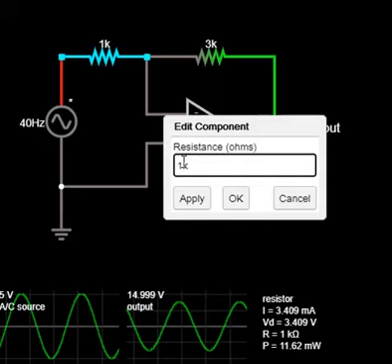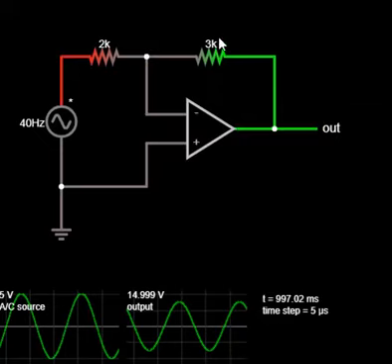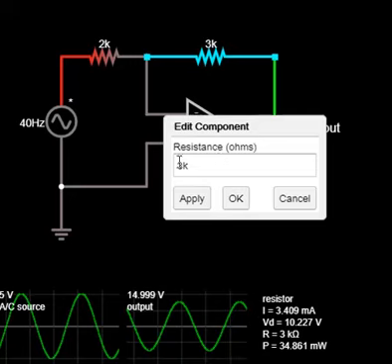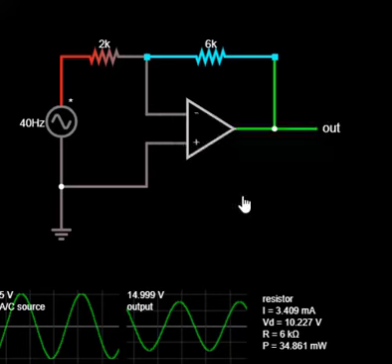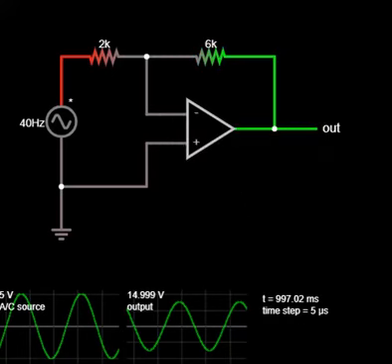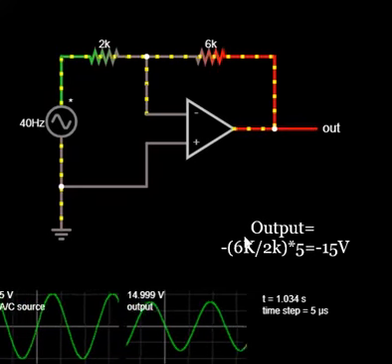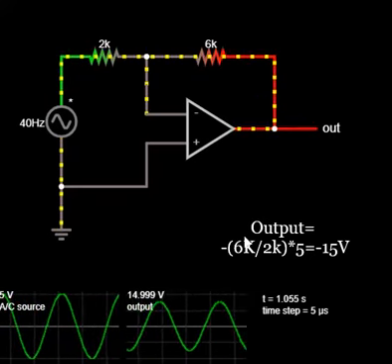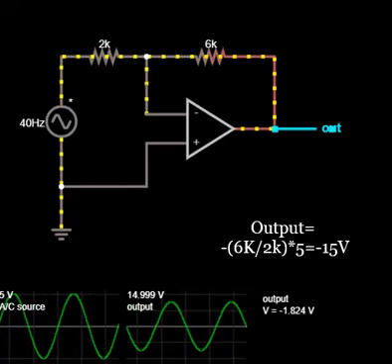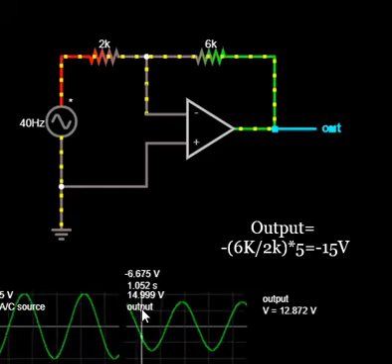Now we will change the values of the resistance that we have connected in the feedback path. So I'm going to change the resistance R1 to 2 kilo ohm and the resistance in the feedback path to 6 kilo ohm, and I will check out the output. I will keep the input same, so that will be kept as 5 volt, and you can see that minus 6k by 2k will give me a value of 3 multiplied by 5 will give me a value of minus 15. So in this case as well, the value of output voltage is equal to minus 15 volt.